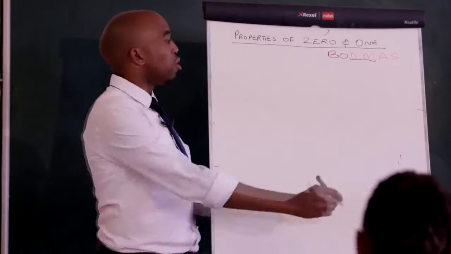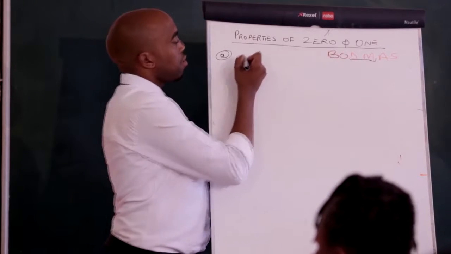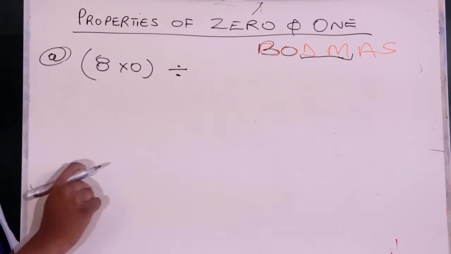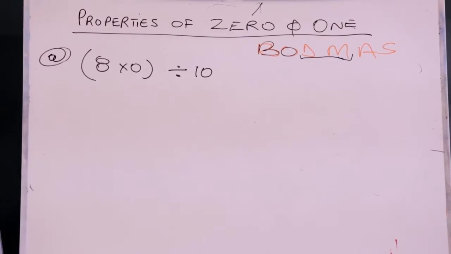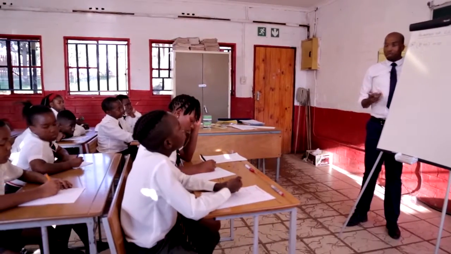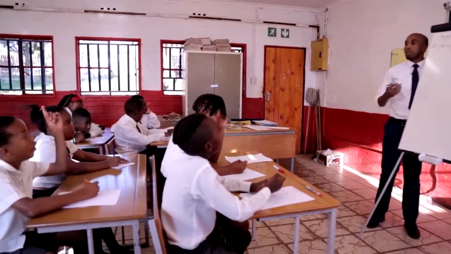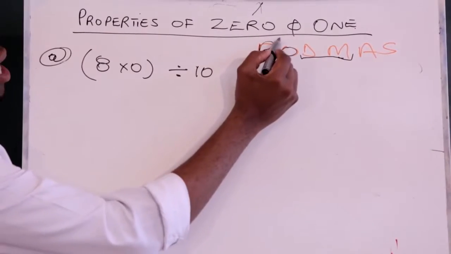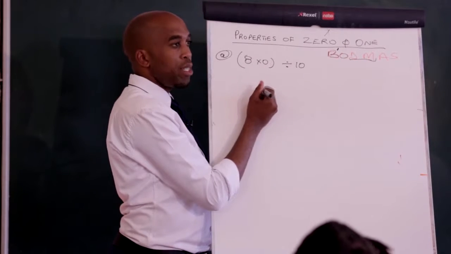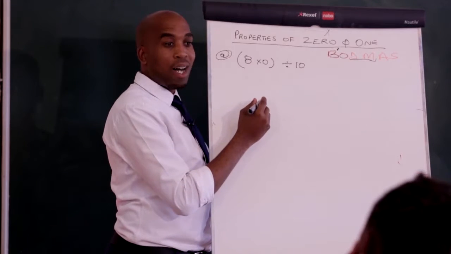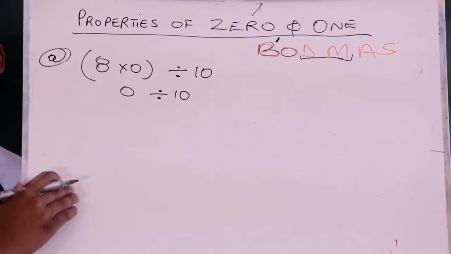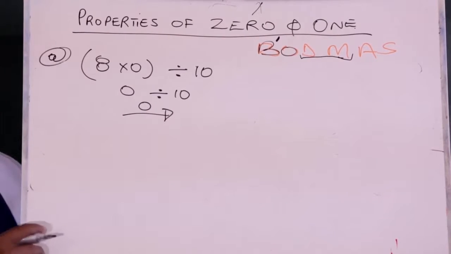Okay, let's continue. My first question now is 8 times 0 in brackets, divided by 10. What do I do? Do I start in the brackets or the division? Brackets first all the time, because the order of operations always tells you which one comes first. So 8 times 0 is 0, and then divided by 10. And then 0 divided by 10? 0 all the time.